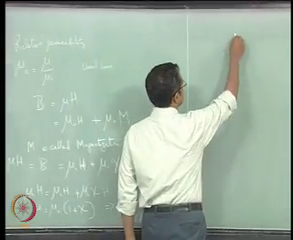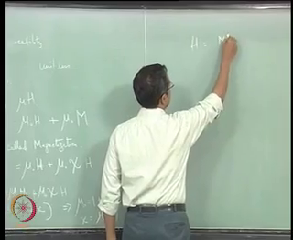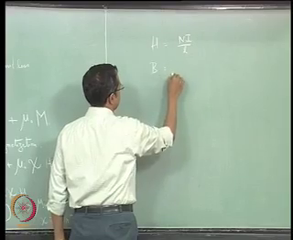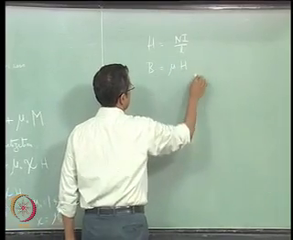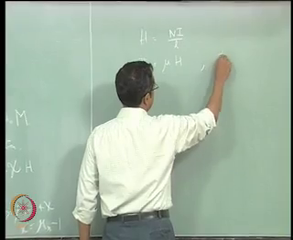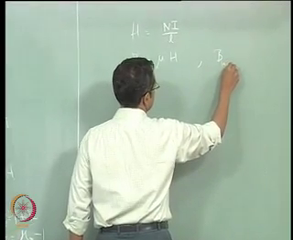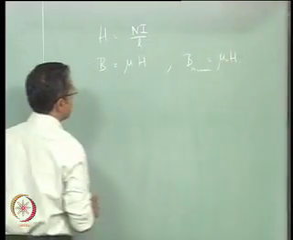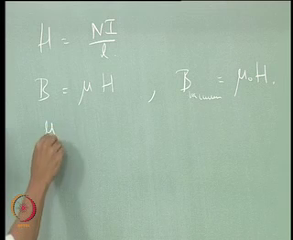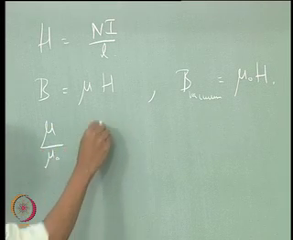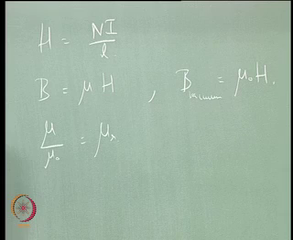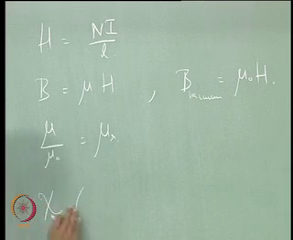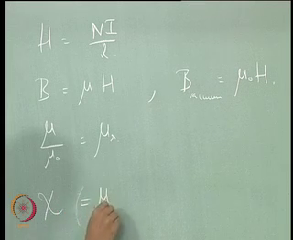So we wrote H as Ni by L, and we wrote B as mu times H, in which the B due to vacuum is mu naught H. And then we wrote mu by mu naught equals mu r, the relative permeability, and we also recognize that chi is mu r minus 1.